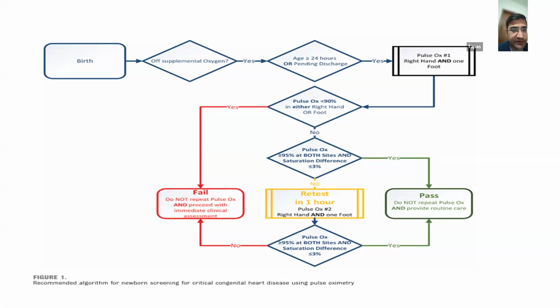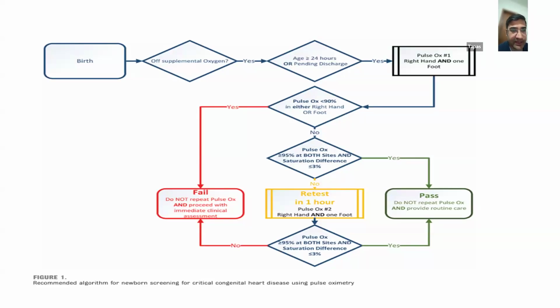However, if you find that the pulse oximetry reading in the right upper limb and either of the foot is more than or equal to 95%, and the difference in the saturation between the right hand and the foot is below 3%, it will be called a pass test. It means the chances that the baby is having a critical congenital heart disease is very, very less.